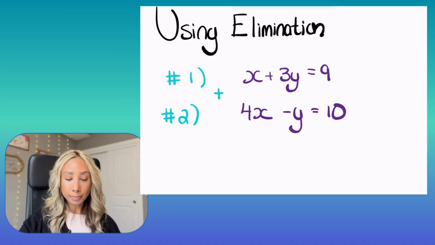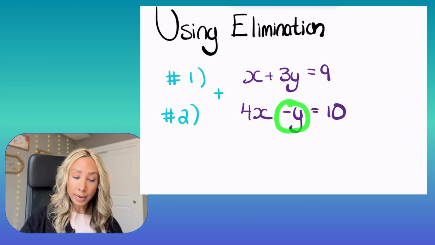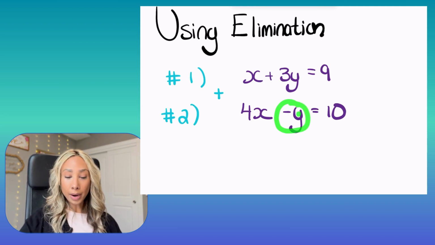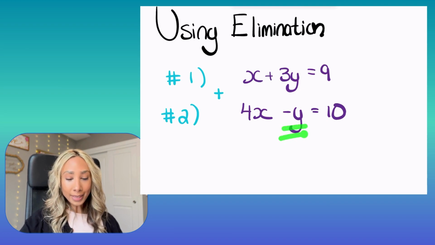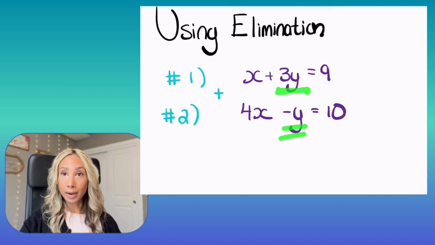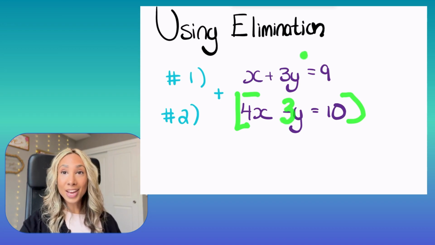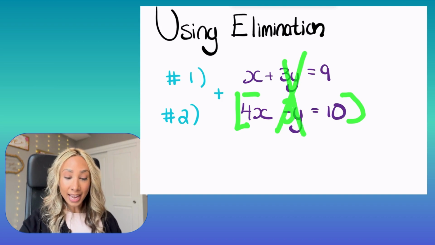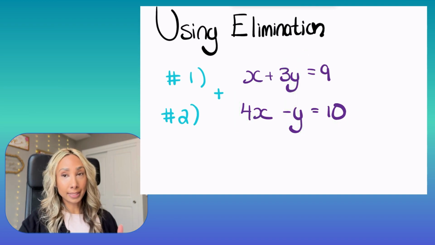So the first thing that I actually notice is that this is already a negative y. And we know every time I have a negative and a positive and I add them together, they're going to cancel out. The only thing is we have 1y here and 3y's here. So that means I need to do something to this equation so that it becomes 3y, and therefore once I add it together, this will cross off, leaving me with an idea of what x can equal.